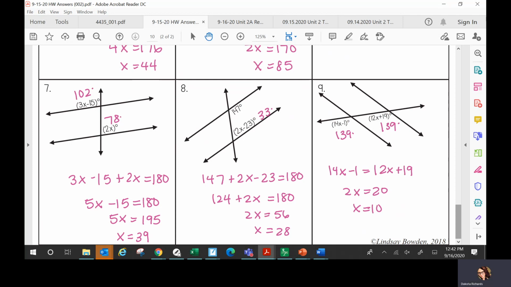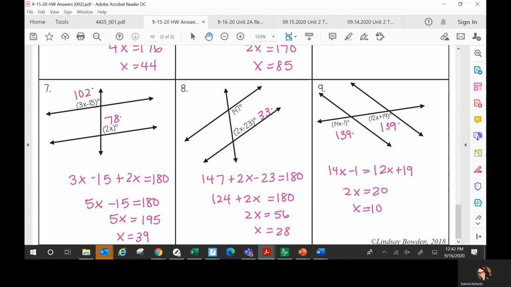Number 8, x is 28. Your angles are 147 and 33. Number 9, x is 10, and your angles are 139 and 139. What kind of angles are on number 9? What kind of angles are those? Corresponding. Right? Any questions? Yes. Number 8, sure.